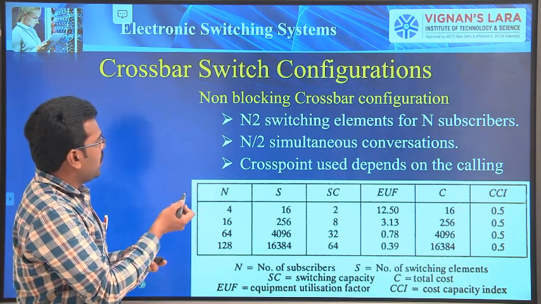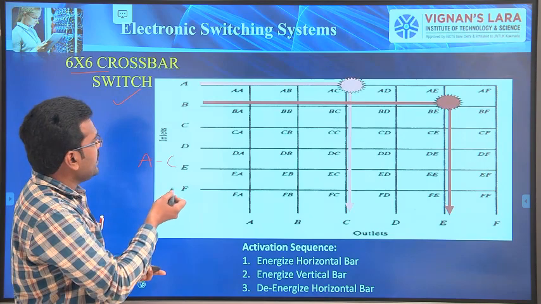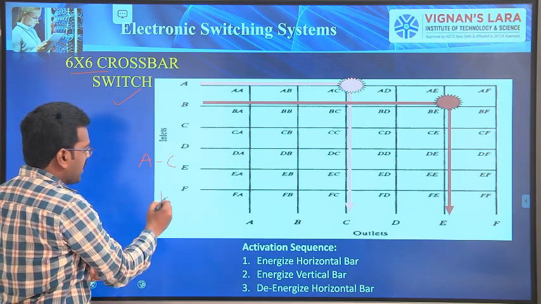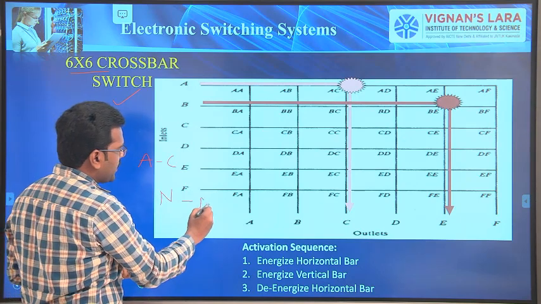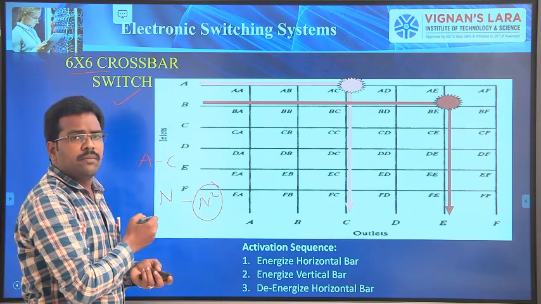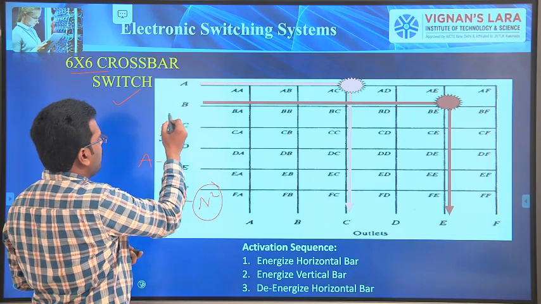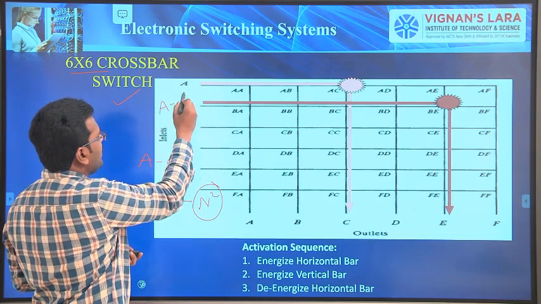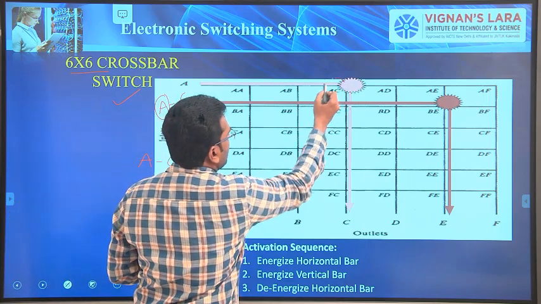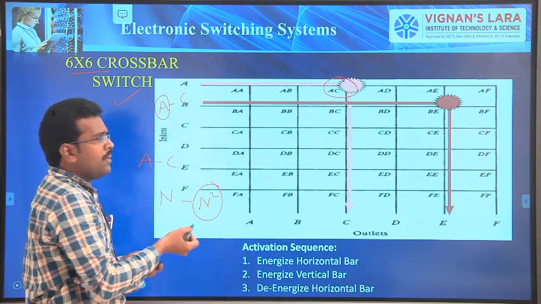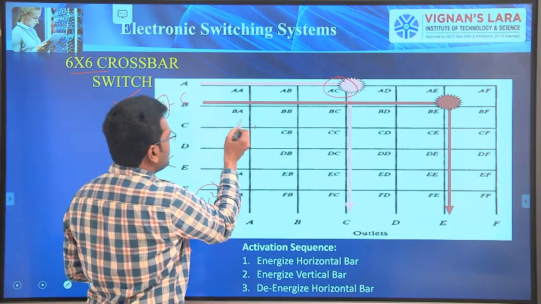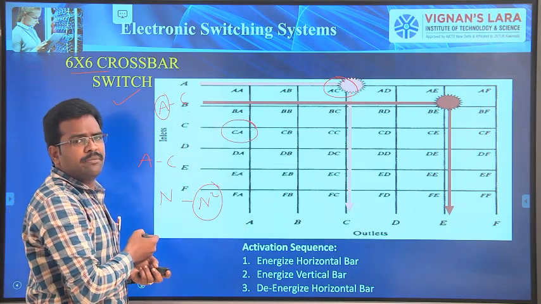So what are the drawbacks in this method? The number of cross points is more. For n subscribers, it requires n squared cross points. Here, if you want to make a call from A to C, if A is initiating a call, then the switch AC will be latched up. For example, if C is initiating the call, then the CA cross point gets latched up.